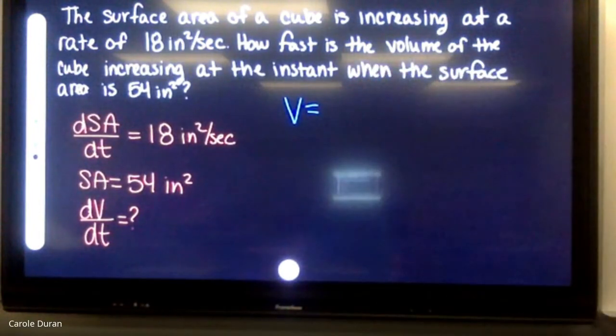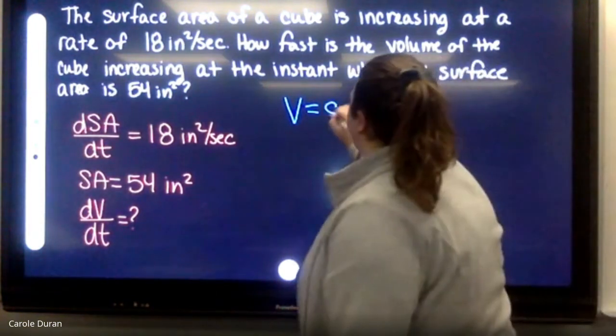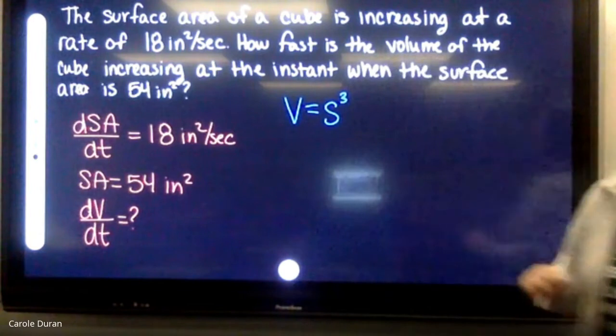How do I find the volume of a cube? Length times width times height. It's a cube, so all my sides are the same. So it's s times s times s, which is s cubed. Right? We're all okay with that.